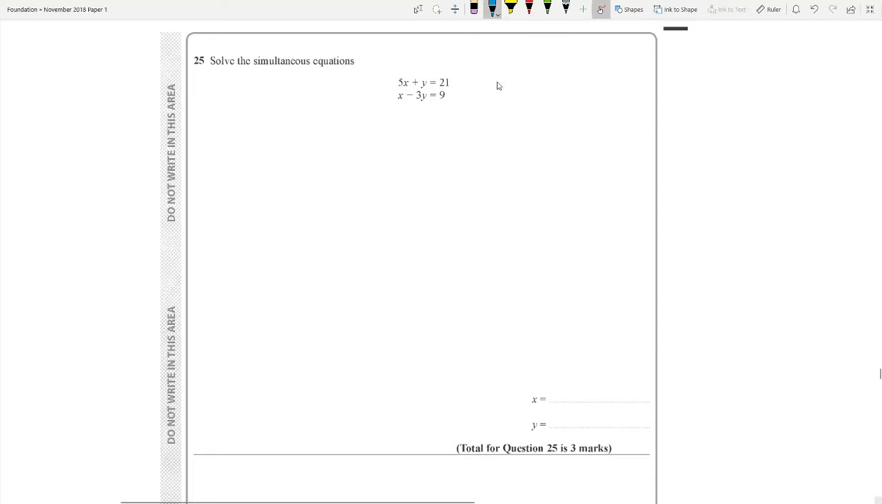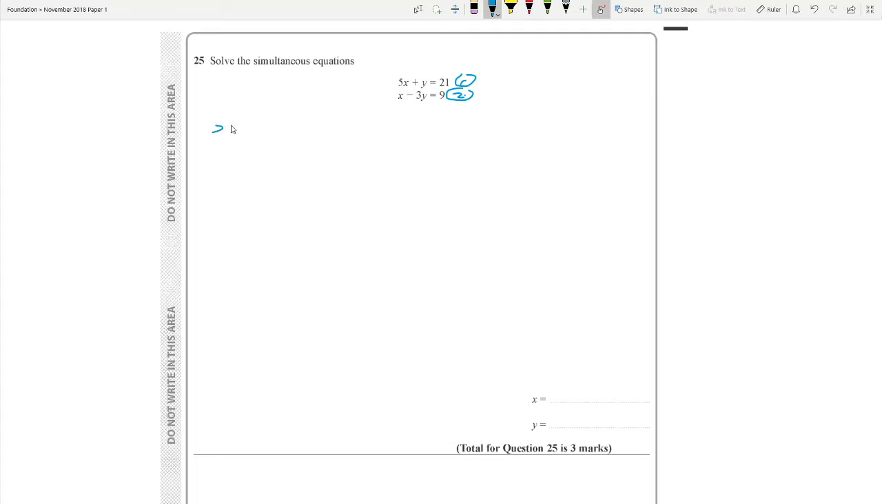Now with simultaneous equations, there's a number of ways you can solve it. One of the ways is by substituting one of the equations into the other equation. So I'm going to call this first equation number 1, and this second equation, equation 2. If we rearrange equation 2 to make x the subject and then substitute that back into the original equation, we'll be able to work out what one of the values is.